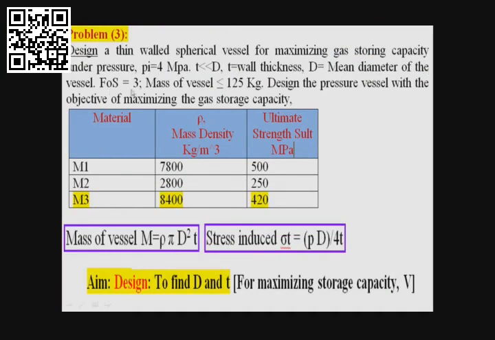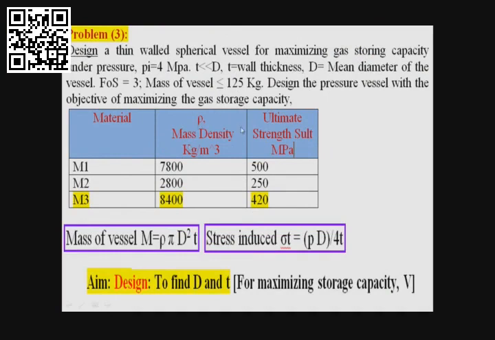T is the wall thickness and D is the mean diameter of the vessel. Factor of safety here is 3. Mass of the vessel should be less than or equal to 125 kg. So a limit is given, not a specific value. It should be less than 125. It may be 120, it may be 115, like that. It should not be more than 125. Design the pressure vessel with the objective of maximizing the gas storage capacity. So here the optimization parameter is to maximize the gas storage capacity.